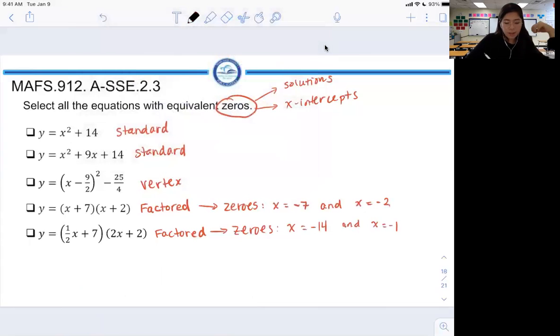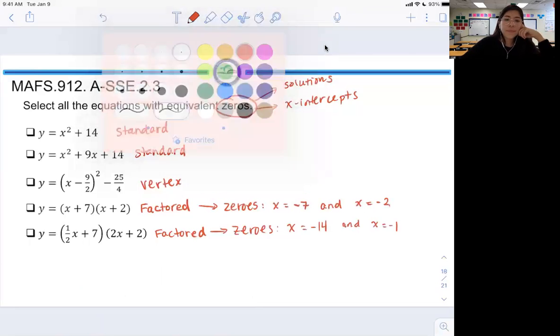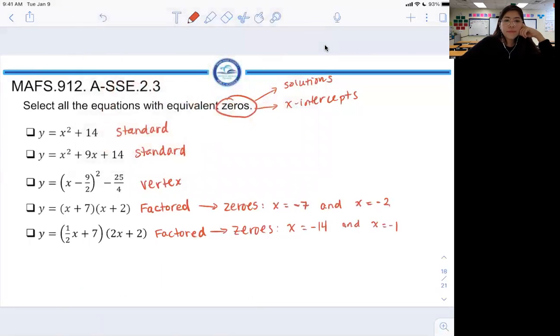Okay. If they're in standard form, how can I figure out the zeros? You can either factor it or use the quadratic formula. So let's do quadratic formula for A. A is 1. B, do I have a B? There's no B, so that's 0. All right, so let's plug it in.